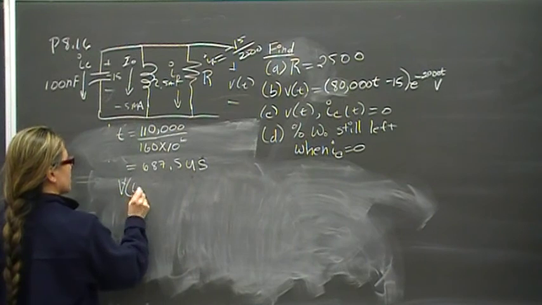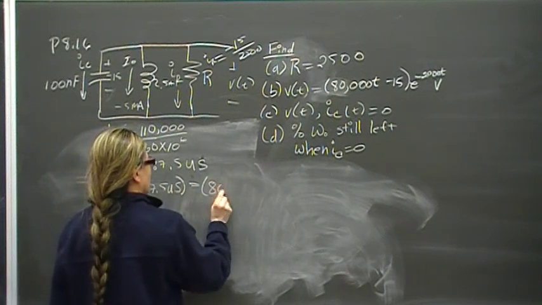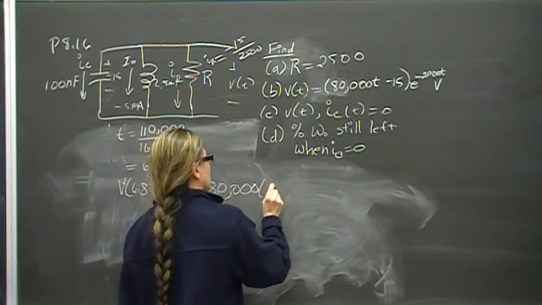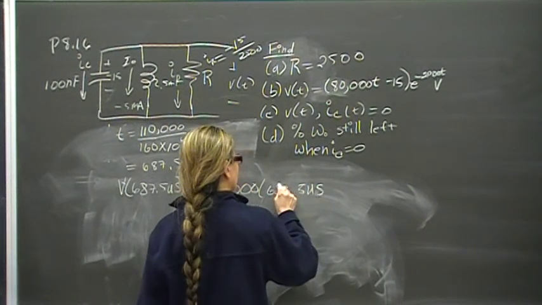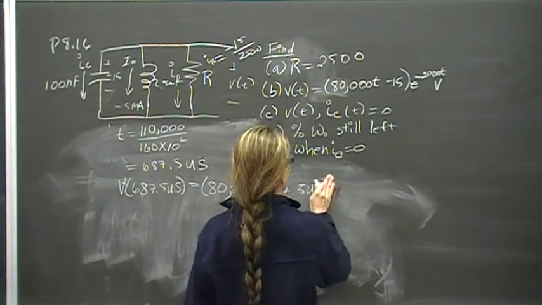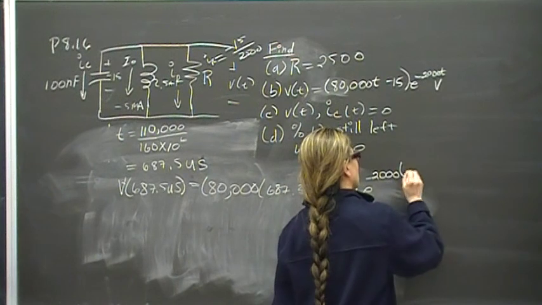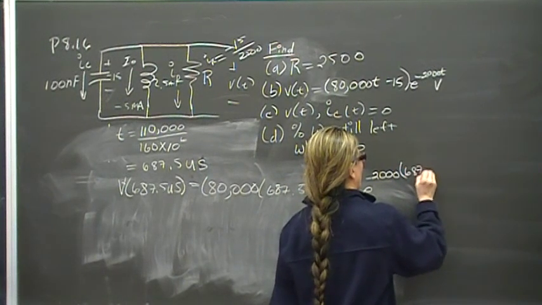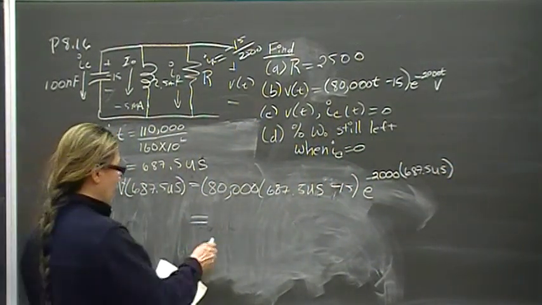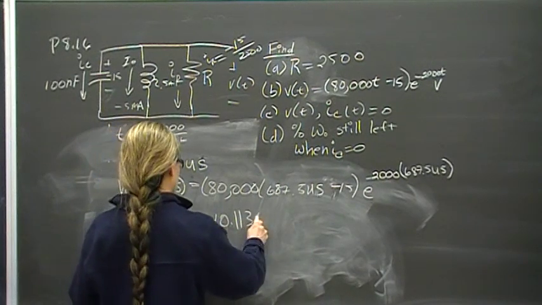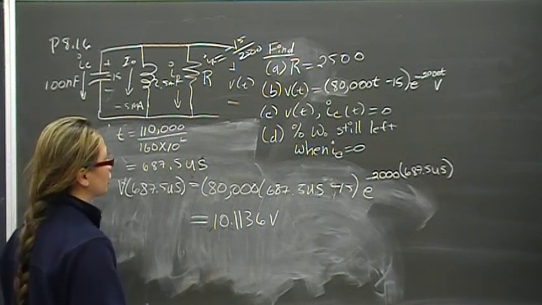So that's just going to be V of 687.5 micros. That's 80,000 times 687.5 micros minus 15 times e to the negative 2,000 times 687.5 micros. Okay, when you put that into your calculator, you should come up with a value of 10.1136 volts. Okay, we have the voltage at the time when the capacitor current is 0.